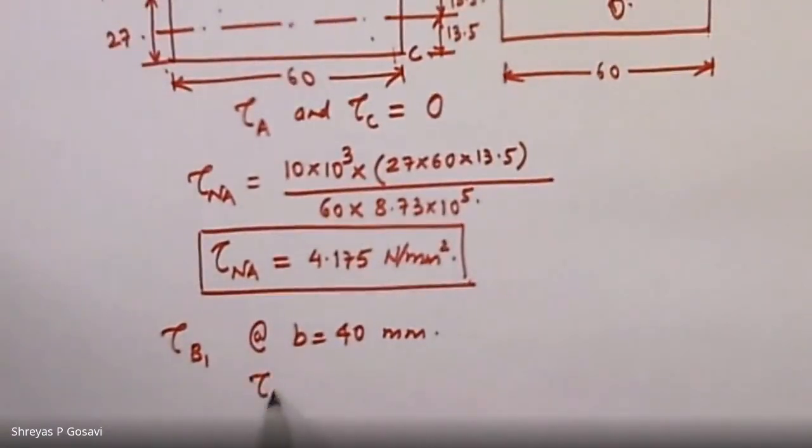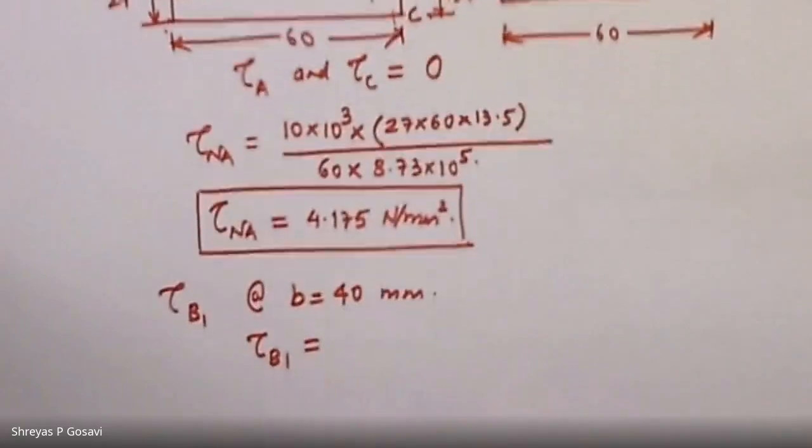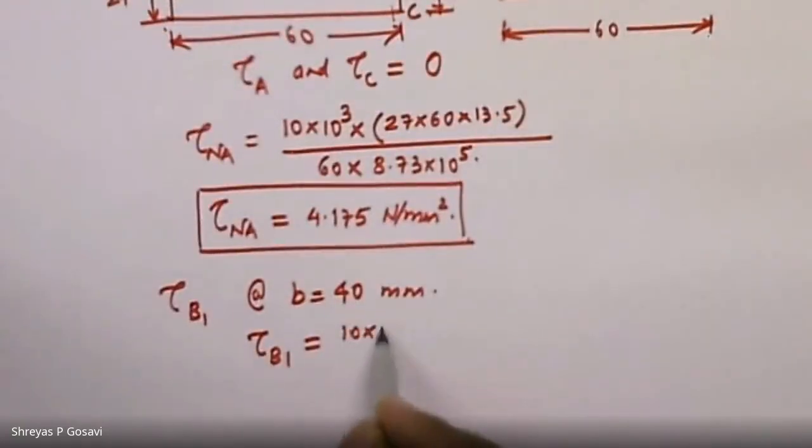So tau about B1 is equal to shear force 10 kilonewtons multiplied by area.